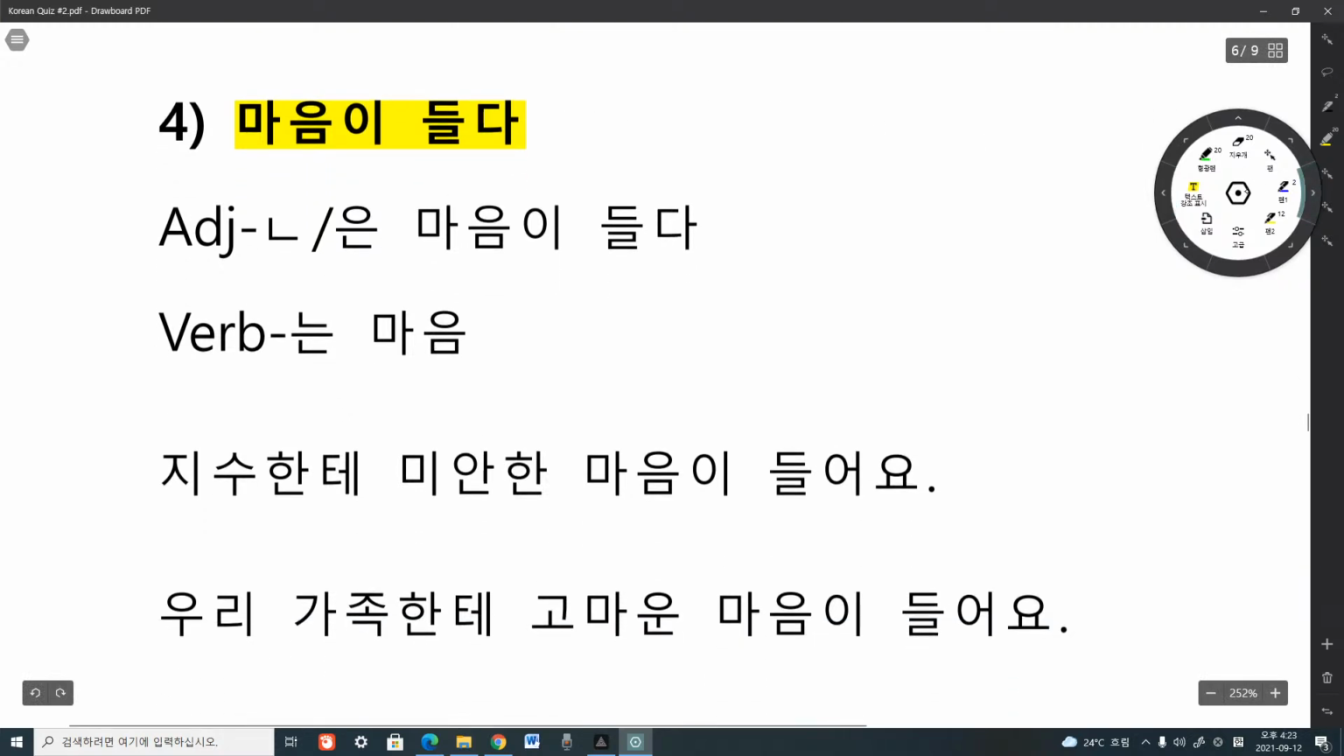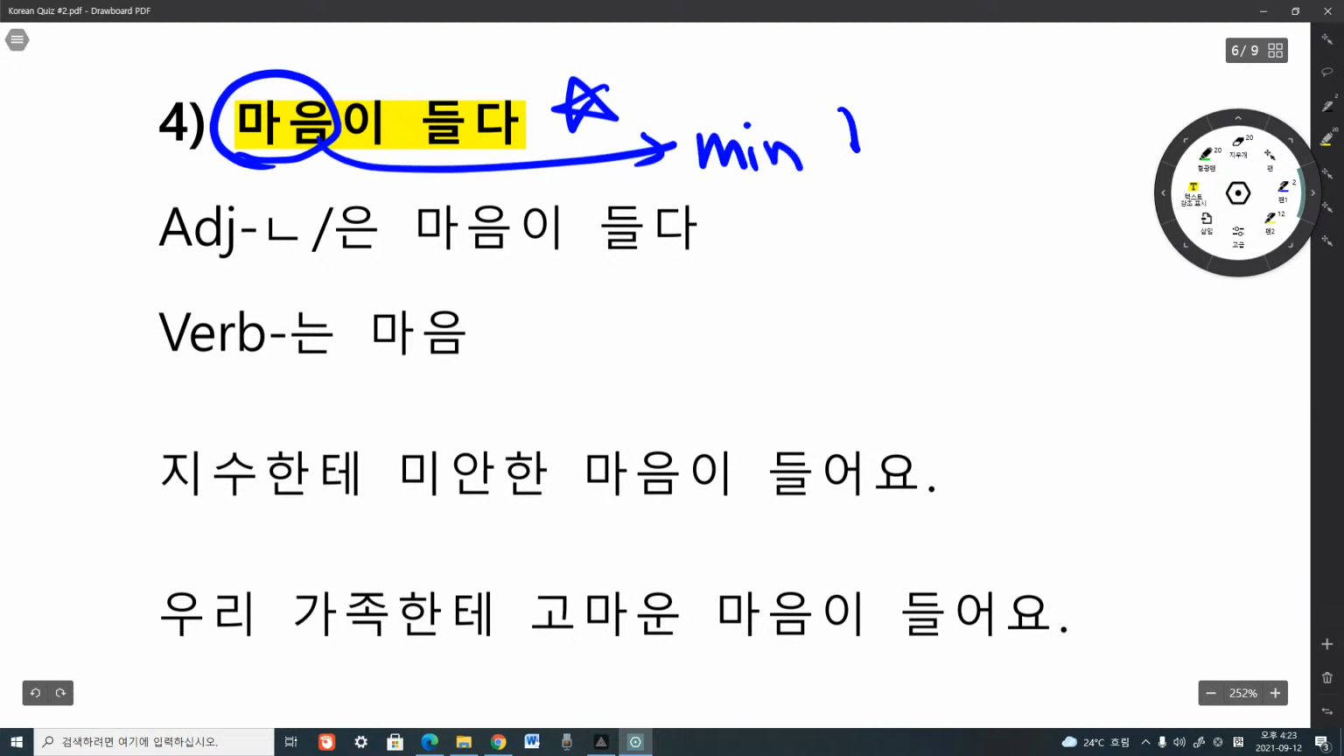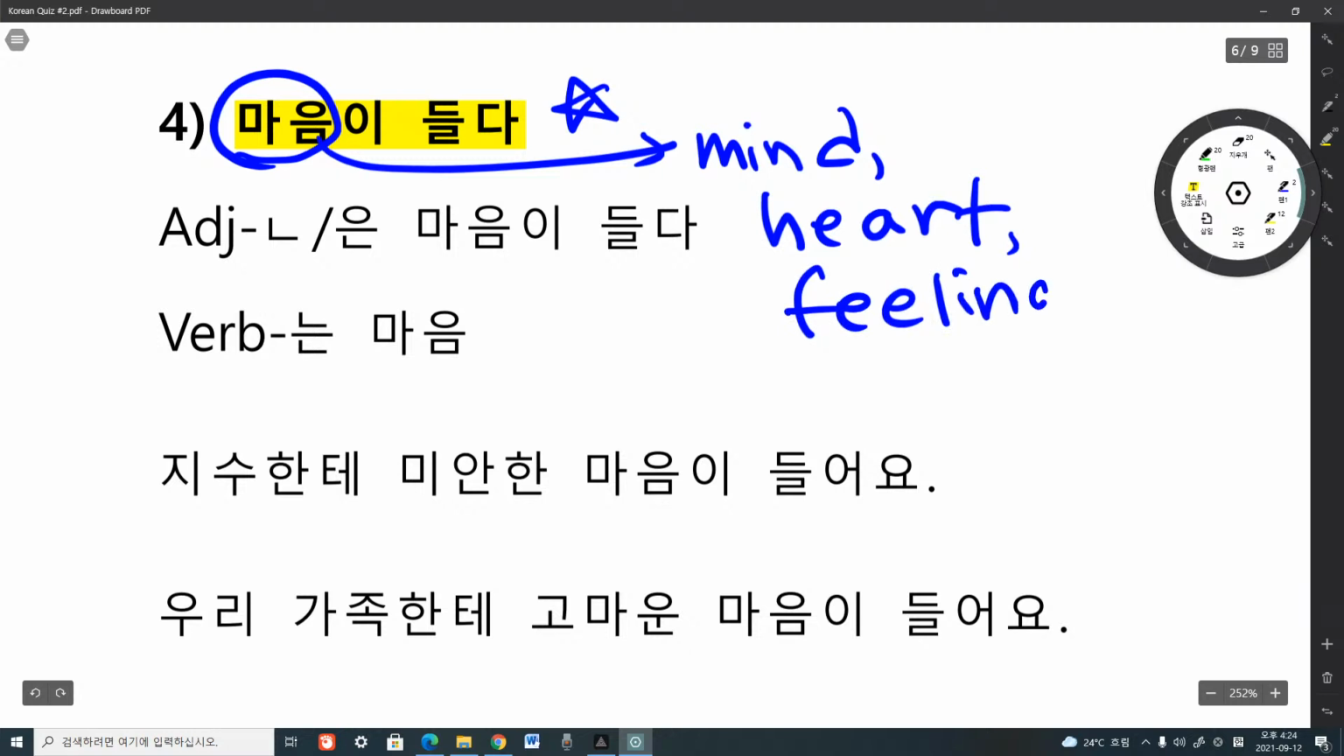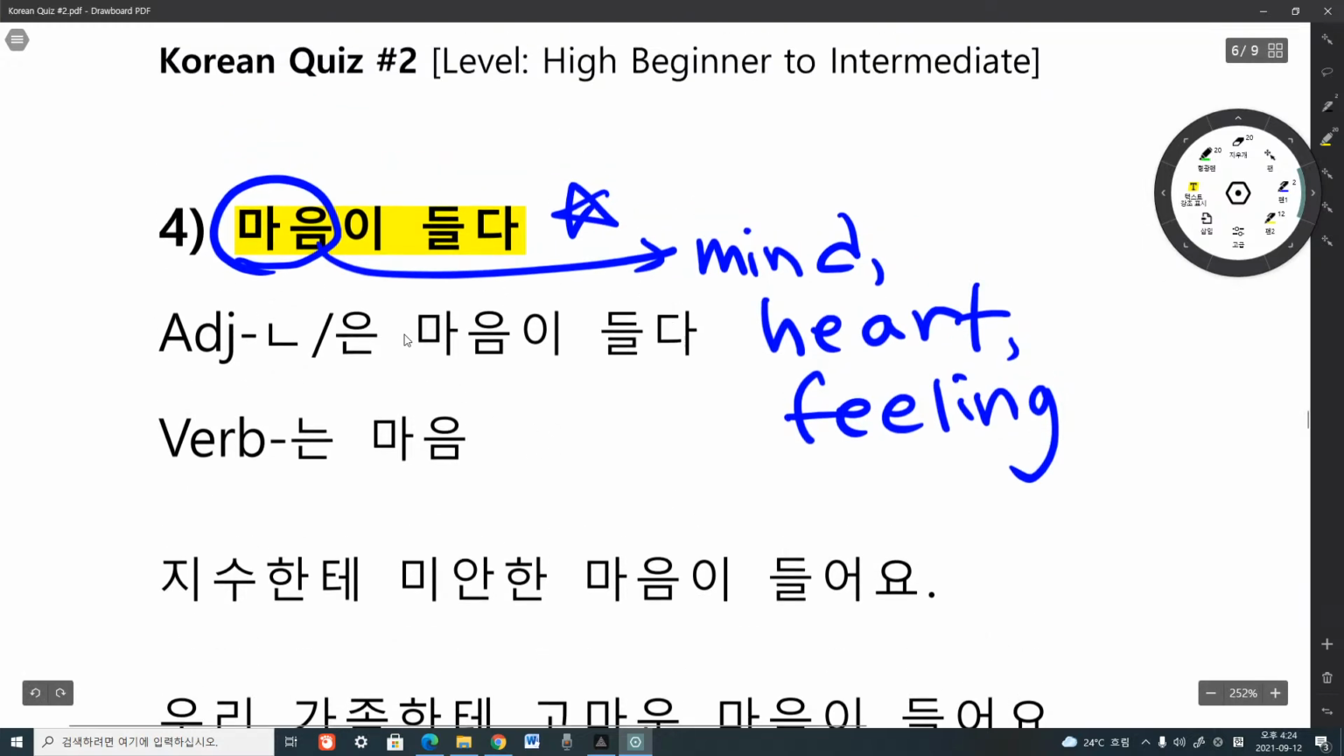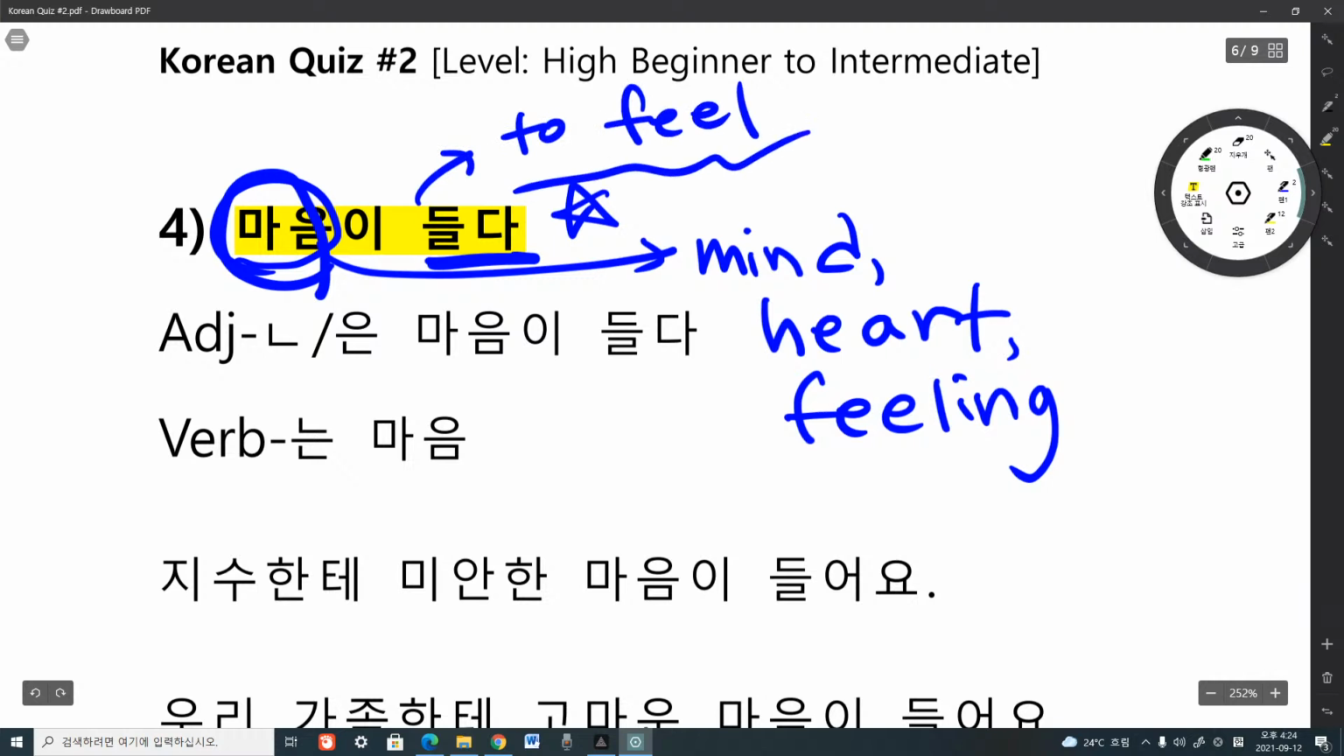So 마음에 들다 literally means for... so we just learned that 마음 means like mind, or it could be like heart, or it could be like your feeling. So basically something that happens inside you. Mind, heart, feeling, whatever, right? So 마음이 들다 means like for a feeling to arise. 마음이 들다, for feeling to arise. So it could just be translated simply to feel.